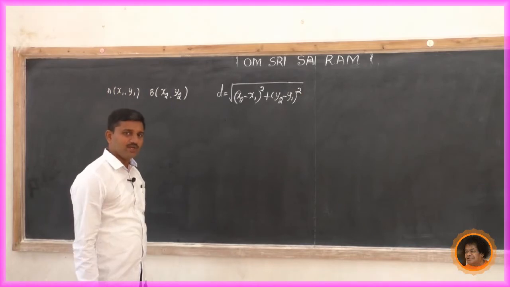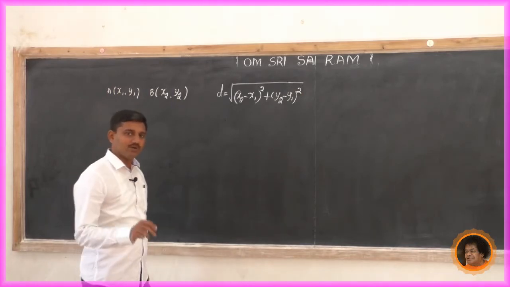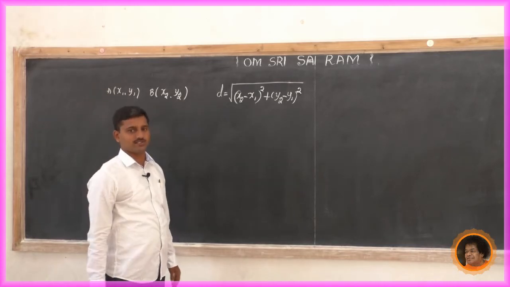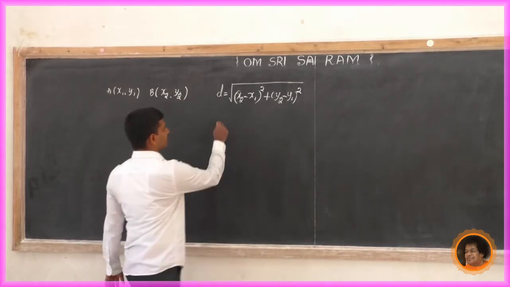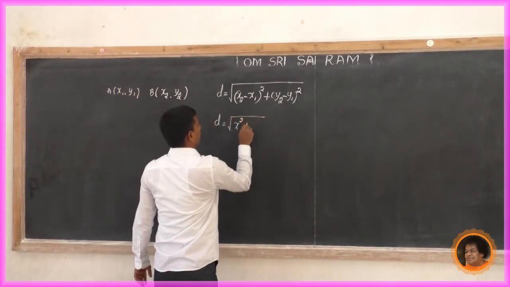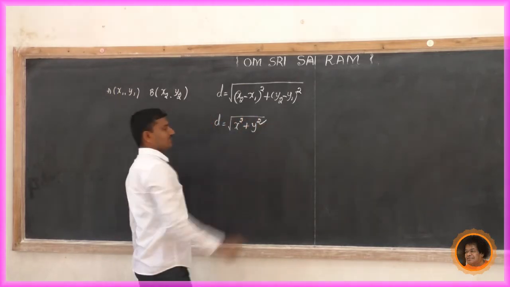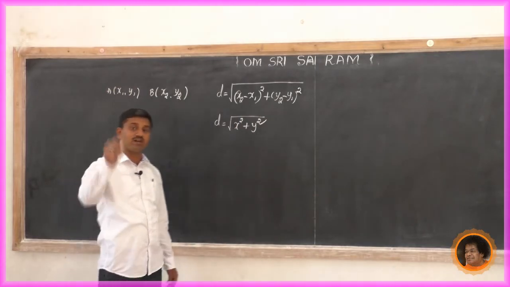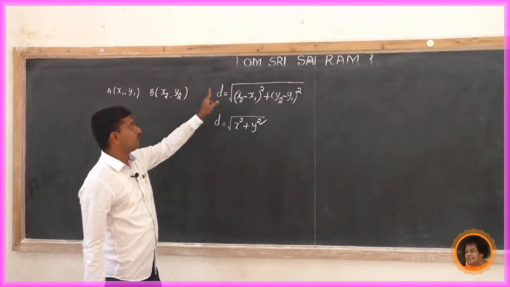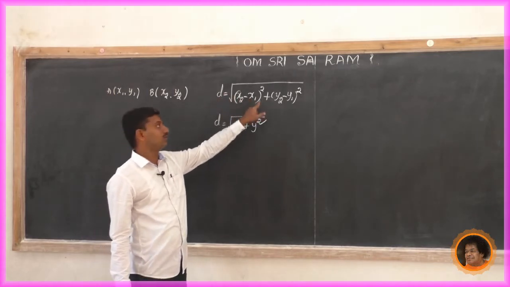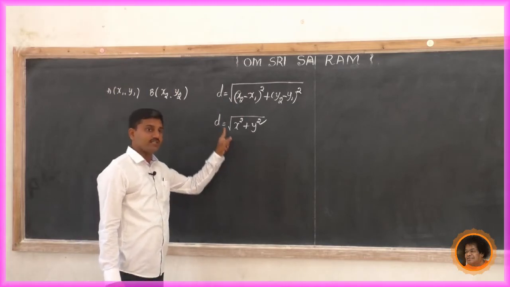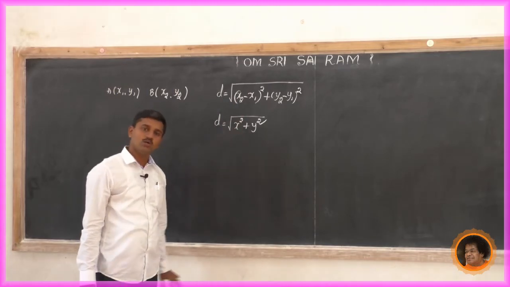Next, from the origin, what is the distance? If any point x comma y is on the Cartesian system, then the distance from the origin is d equal to square root of x square plus y square. This is the formula to find the distance from the origin. So the distance between any two points is d equal to square root of (x2 minus x1) whole square plus (y2 minus y1) whole square. From the origin, d equal to square root of x square plus y square.